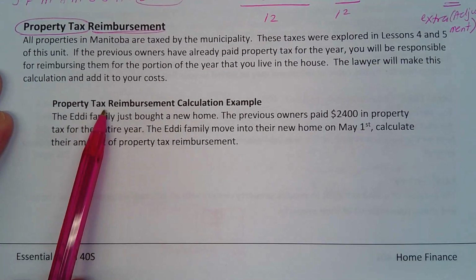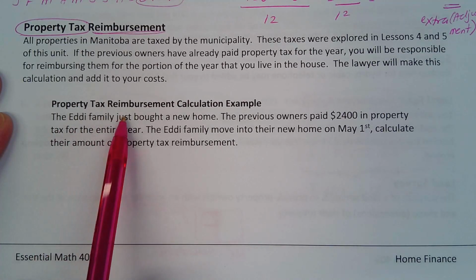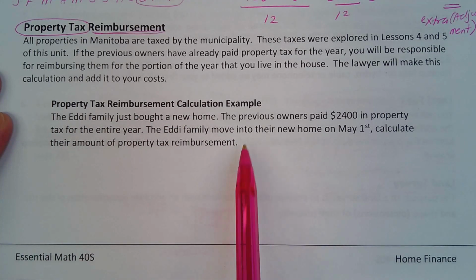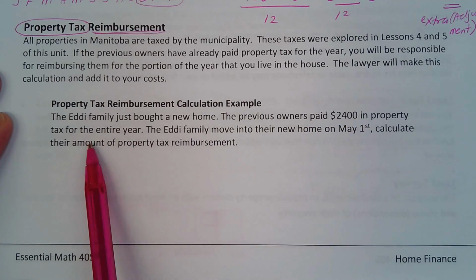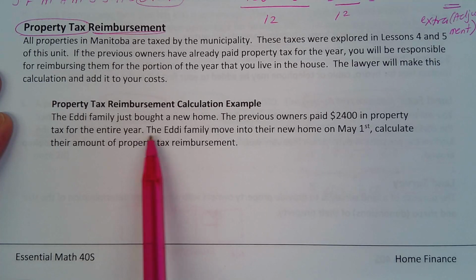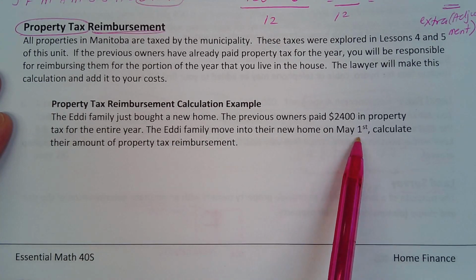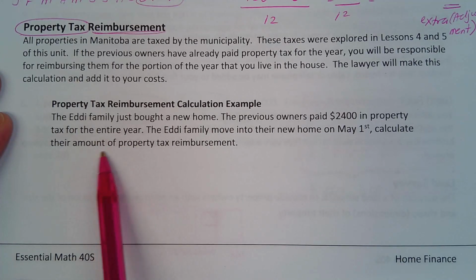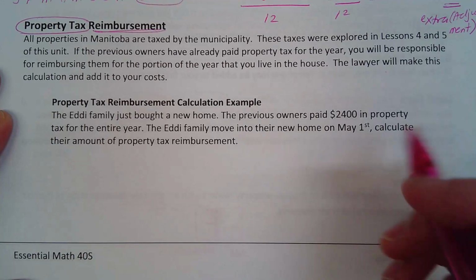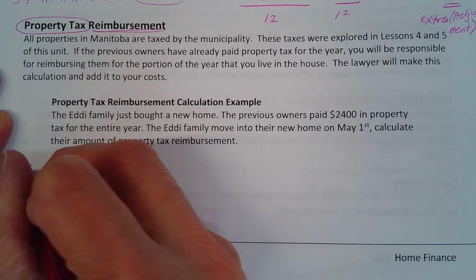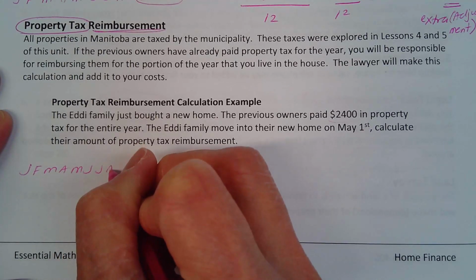November, December. And this family moved in May 1st. So May, right here. This is May. So they are going to be living in the house during this month. So how many months is that? 8 months. So that means we have to pay 8 months' worth of that property tax. Does that make sense?